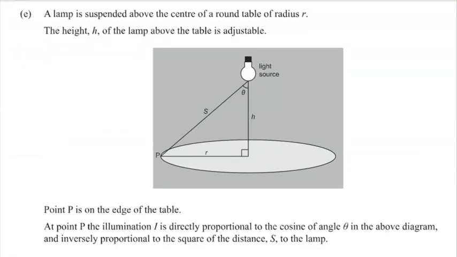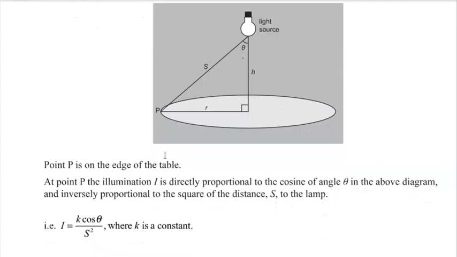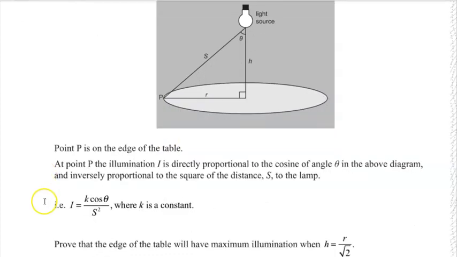Okay, the excellence question. We've got this lamp suspended above a table. The height is adjustable, and as you move the light closer towards or further away from the table, it will change the illumination felt at point P at the edge of the table. So they've helped us out by giving us the formula for the illumination, with it being proportional to cos theta and inversely proportional to s squared. We want to maximize that illumination, find out when that maximum happens.